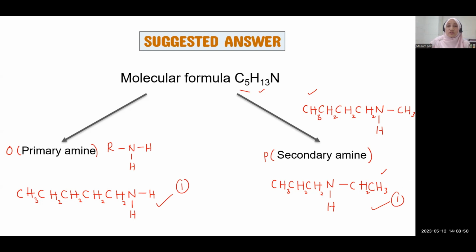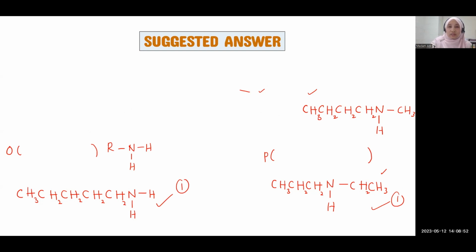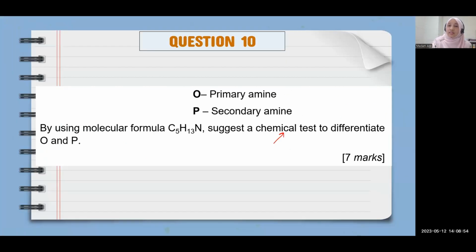All right. So next, okay, go back to the question. Saya pun lupa nak. Okay, suggest a chemical test to differentiate O and P. So now, guys, you have a primary amine and also a secondary amine, and the marks given is 7. So I think you can either use, kalau dalam amines, we have 2 tests that can be used to differentiate classes of amine. One is nitrous acid reaction, and another one is Hinsberg test.